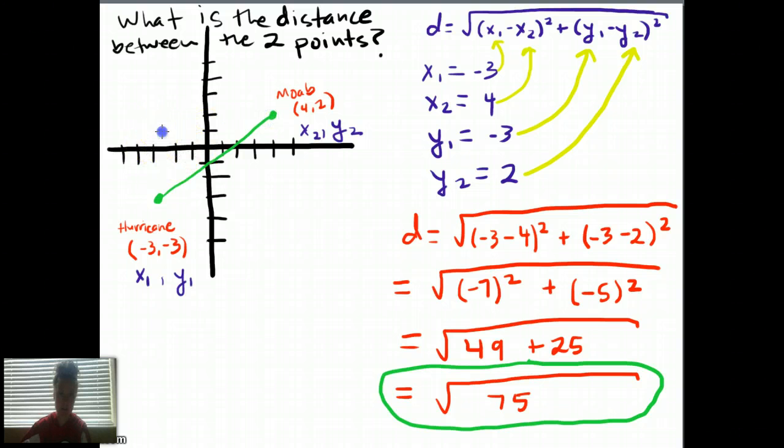On this map, we could write that distance is the square root of 75. If you wanted to get a decimal for that number, that's fine too. You could just put the square root of 75 in a calculator. It's going to be something between 8 and 9, so approximately 8.5 or something like that. But okay, that is an example of how to use the distance formula.